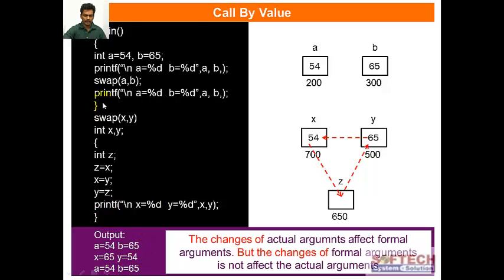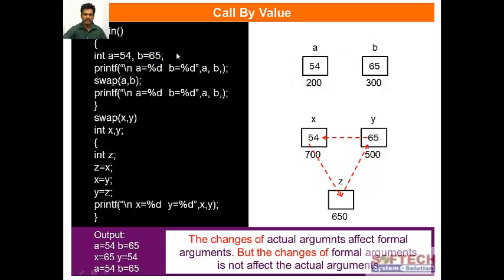But after the control transfers to the main function, the printf displays a and b. What is the value of a and b? a is 54, b is 65. Because we swapped the values between x and y only. The x location and y location memory locations differ from the a location and b location.